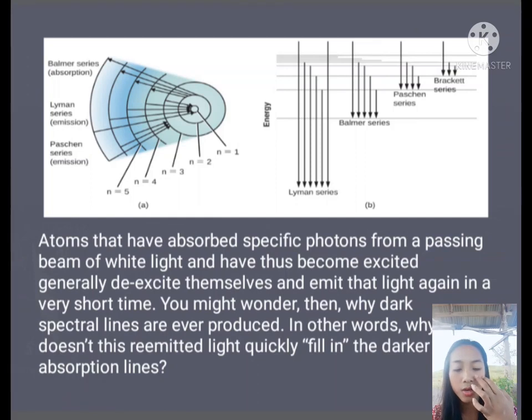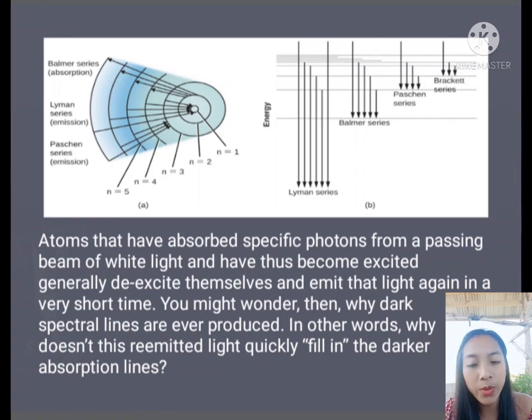Here is the illustration: the Balmer series absorption, the Lyman series emission, and the Paschen series emission. n equals 5, n equals 4, n equals 3, n equals 2, n equals 1, then energy. So here we have the Brackett series, the Paschen series, the Balmer series, and the Lyman series. We have follow-up explanations about this.